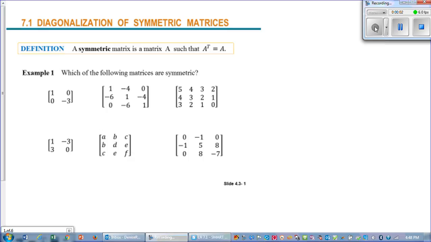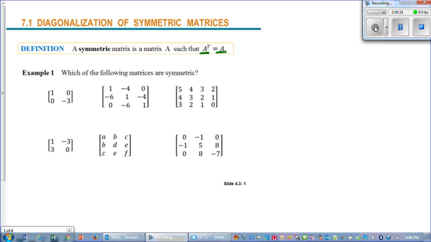Back in chapter 5, we diagonalized a matrix. Now we're going to focus on diagonalizing symmetric matrices. A symmetric matrix is a matrix such that the transpose is the same as the matrix itself. So which of these matrices are actually symmetric, where the transpose would be itself?